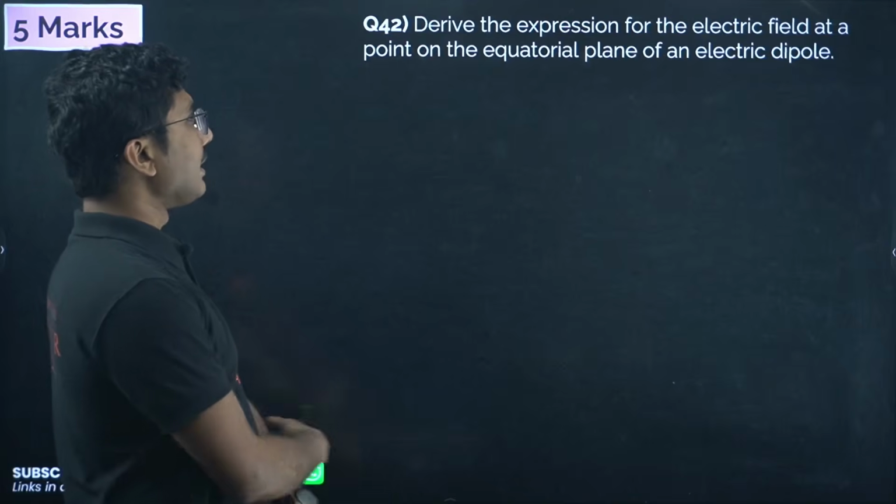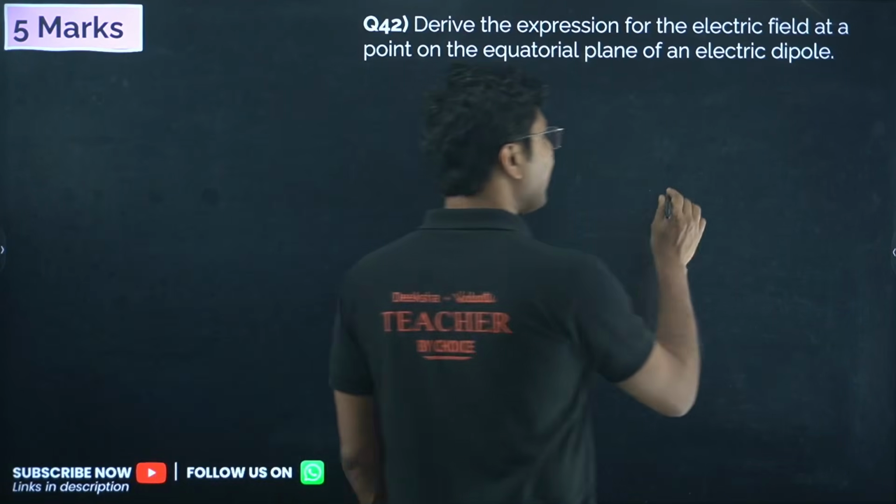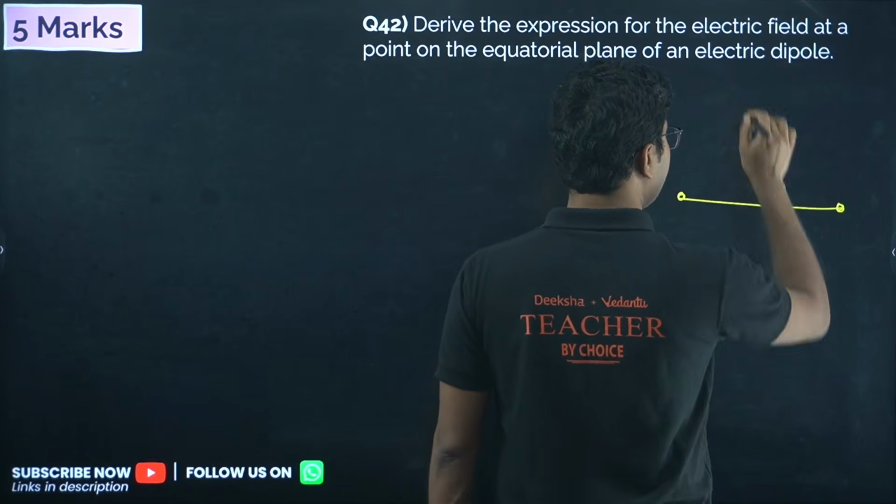Now next, derive the expression for electric field at a point on the equatorial plane of the dipole. Many students find this derivation slightly difficult. The other one is relatively easy.